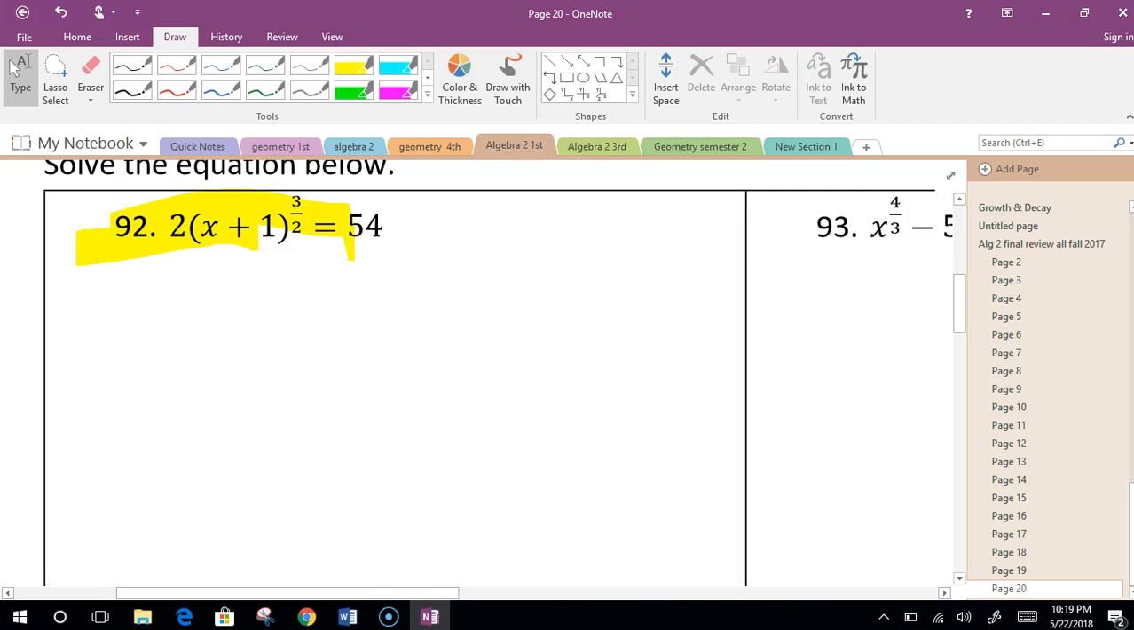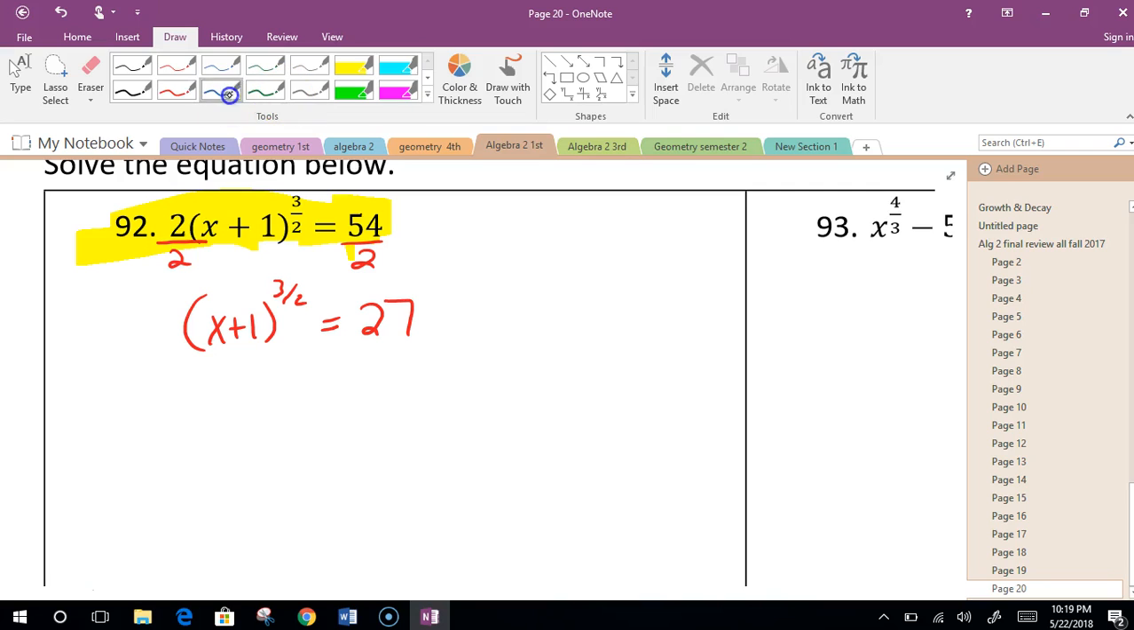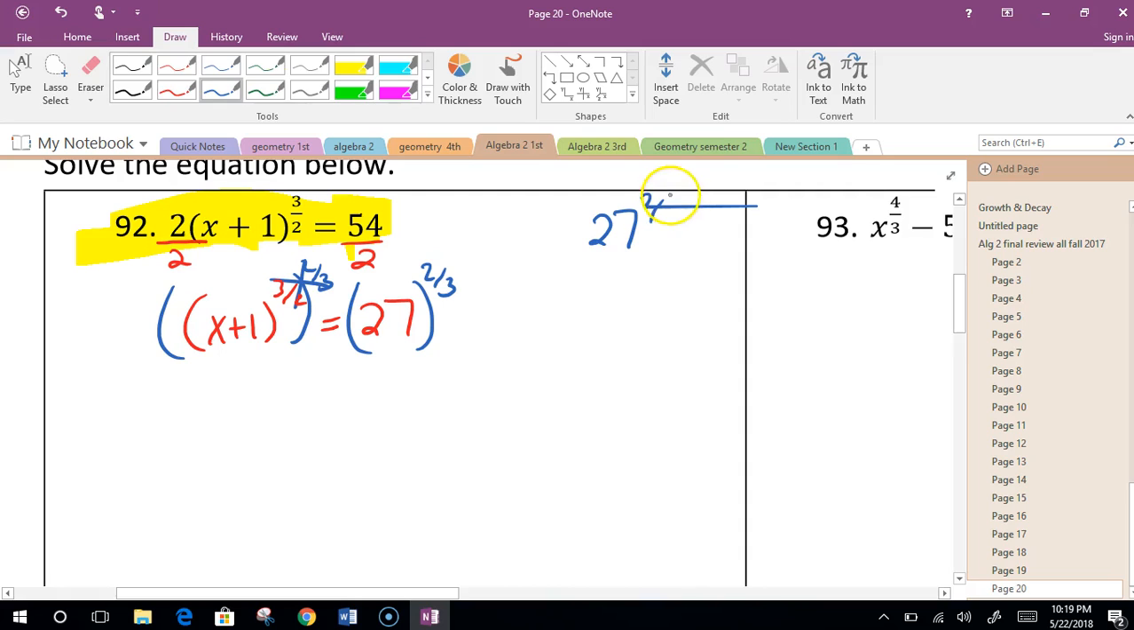So starting with 92, if we're looking at this problem here, we need to isolate everything that's in the square root. So we are going to divide both sides by 2 at first, which leaves us x plus 1 to the 3/2. 54 divided by 2 is 27. Now I need to get rid of that exponent, so I'm going to flip it and I'm going to raise it to the reciprocal power. Now I need to deal with 27 to the 2/3.